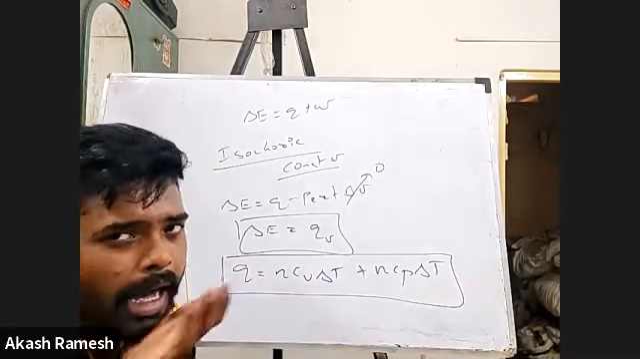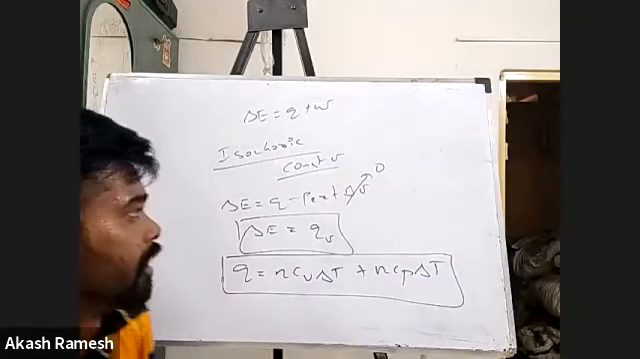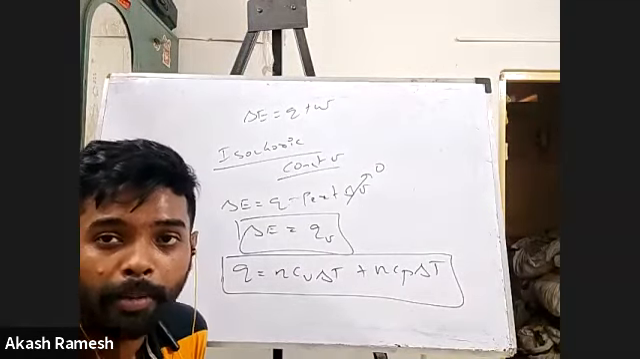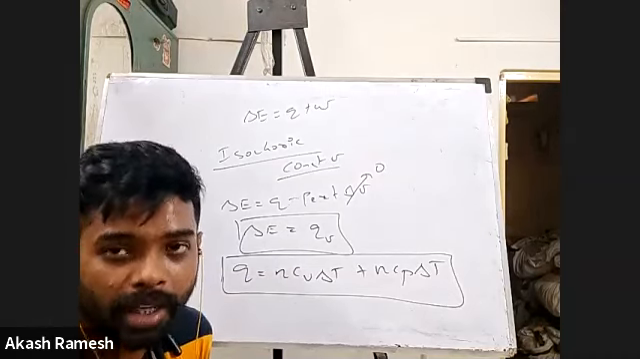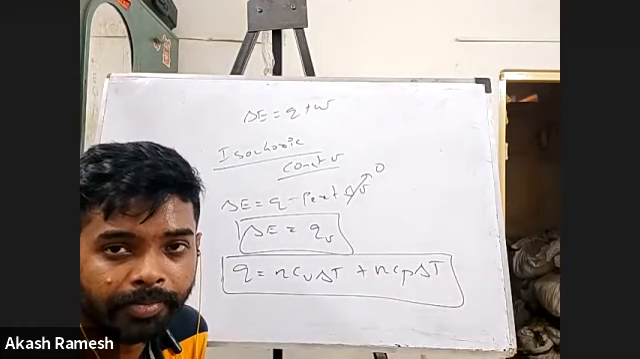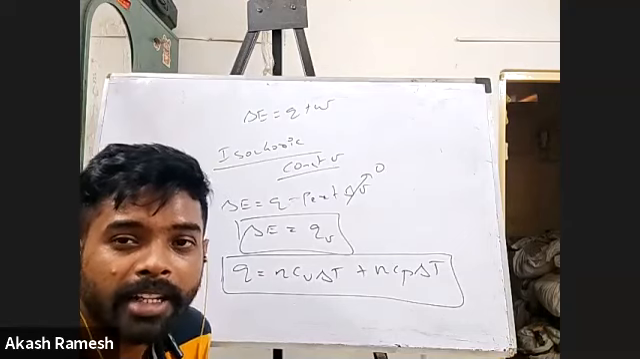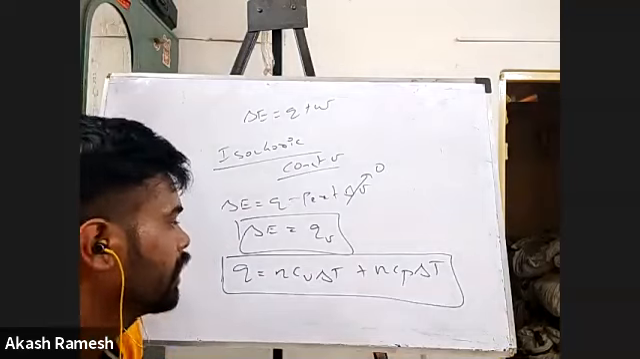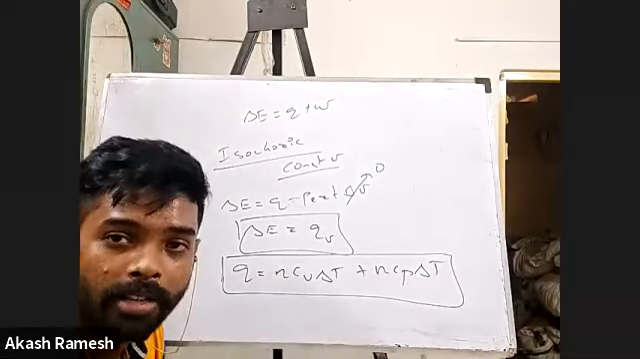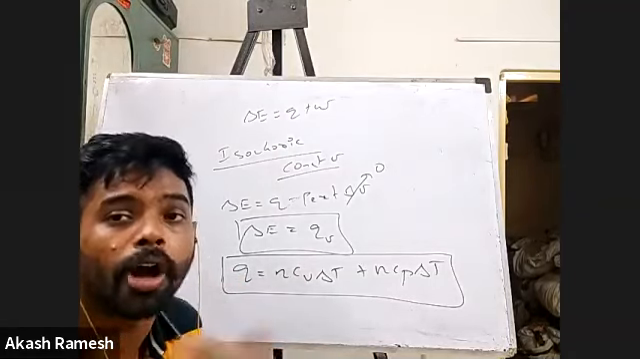Now if I do the process at constant volume, like what I'm doing here in an isochoric process, how do you think this equation will change? At constant volume, only nCV del T will be there. CV is the heat capacity at constant volume, and CP is the heat capacity at constant pressure. Please remember this.